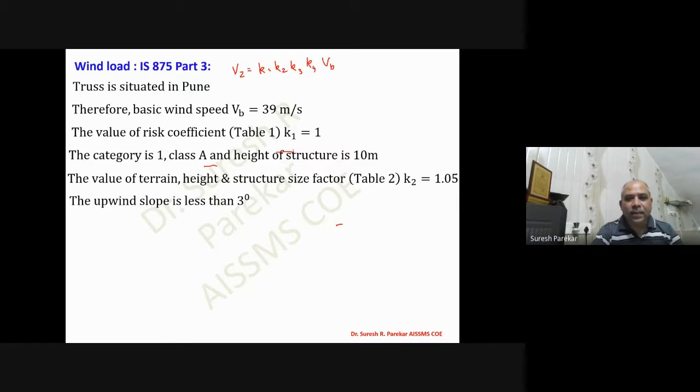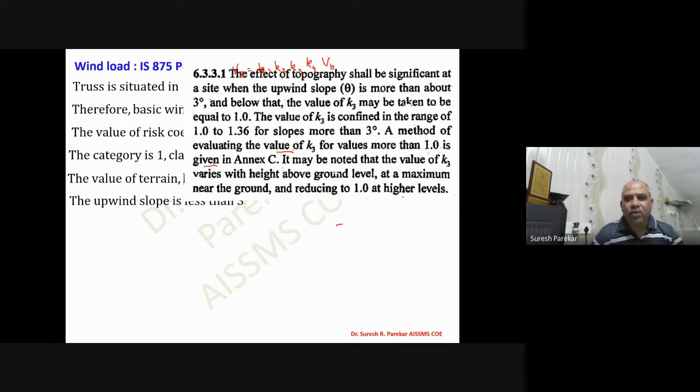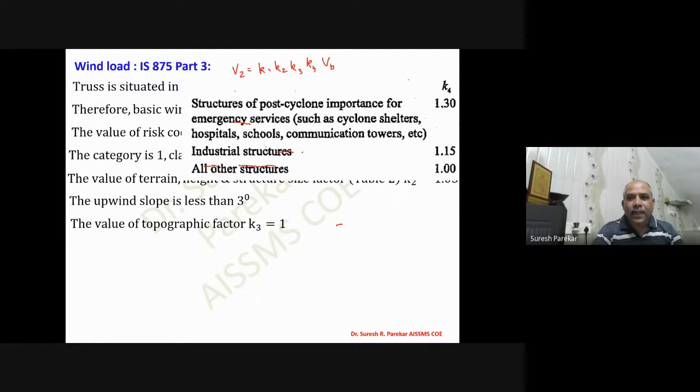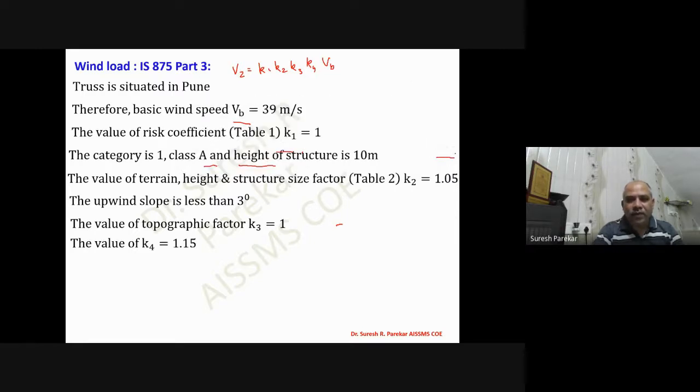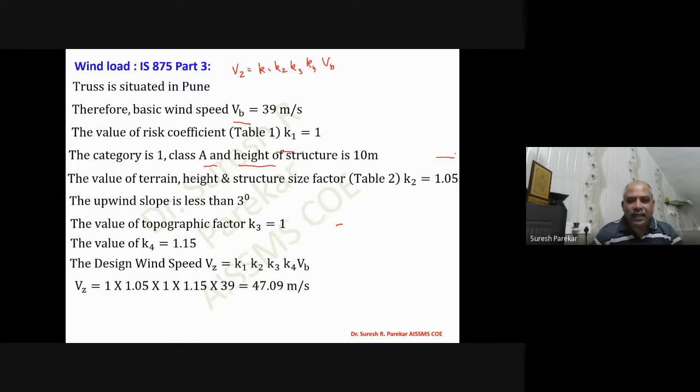Then K3 depends on the wind slope. If we go through this, for K3 more than 3 we have to interpolate as given in annex C. We are taking a value less than 3, so K3 is also equal to 1. Then K4: directly given here for industrial structure, the value is 1.15. Then from the formula Vz we get the design wind speed, which comes to 47.09 meter per second, with K1 1, K2 1.05, K3 1, and K4 1.15.